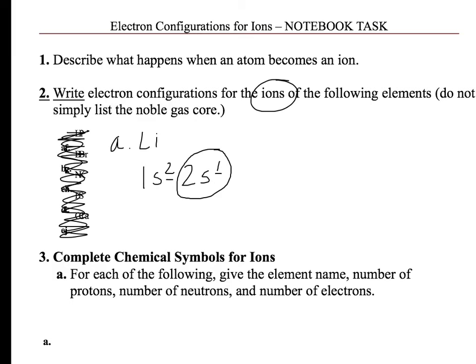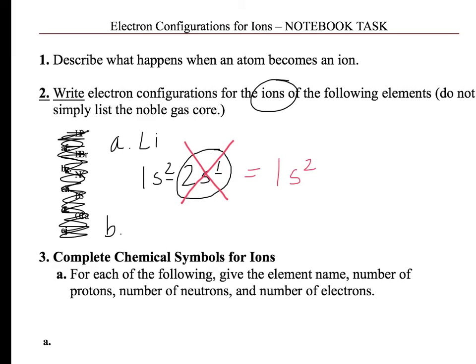So what we're going to do is cross off that last level, showing that lithium gave up its last electron, and rewrite lithium's ion electron configuration as 1s2. Okay, it lost the electron from its outermost energy level. Okay, so then let's look at the second one, letter B.